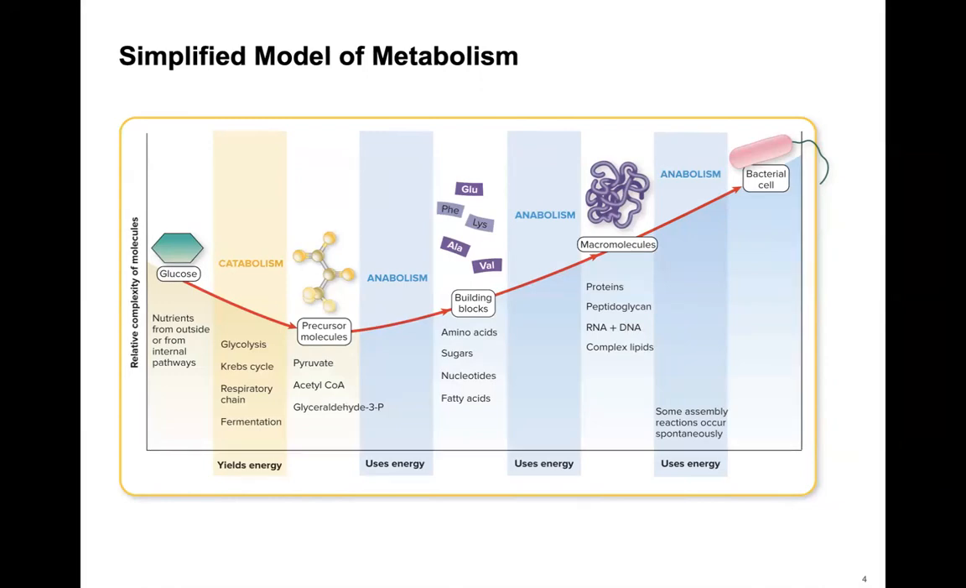It will also give you precursor molecules, which now can be used for anabolic reactions, such as the building blocks to make proteins, larger sugars, nucleic acids, or fats. And the cell can even continue to use this for anabolic processes, and eventually you can even maybe form a whole new cell by cell division. So this is sort of a simplified model of what's actually happening here.